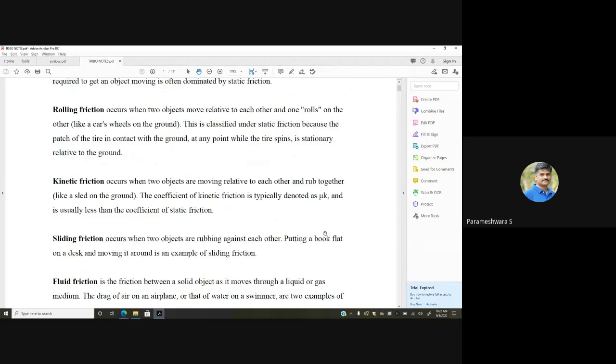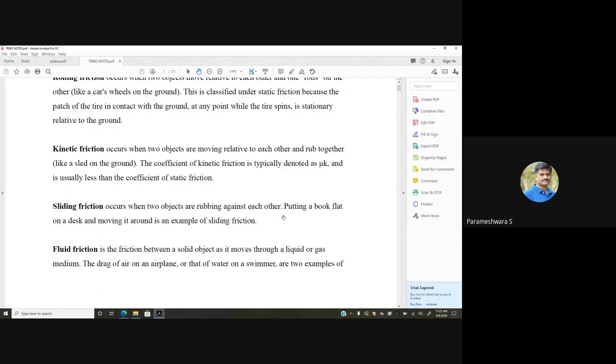And the sliding friction occurs when the two objects are rubbing against each other. Just take an example of your palms sliding against each other. Or putting a book flat on the desk: just keep a book on the desk and slide it. The friction is created. That kind of friction is called sliding friction.